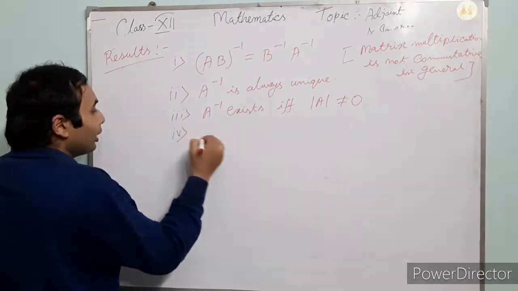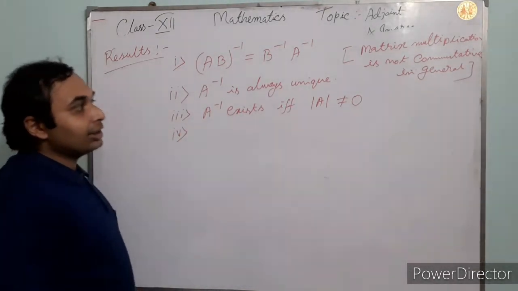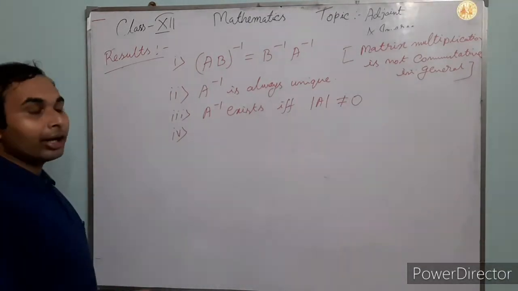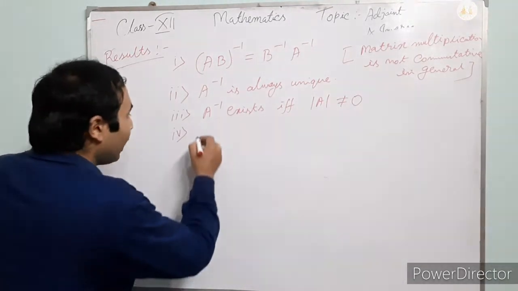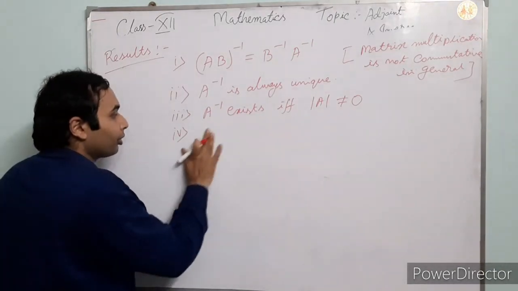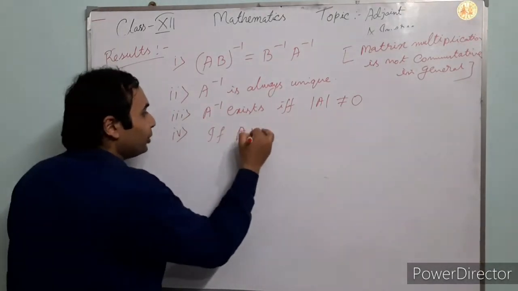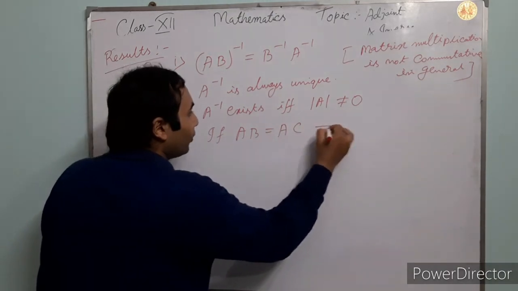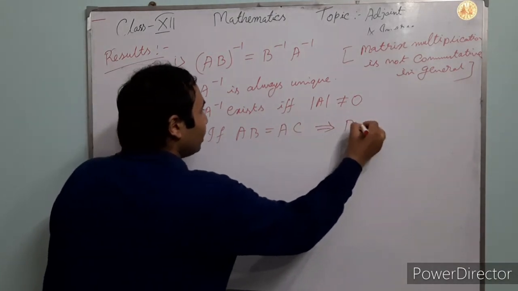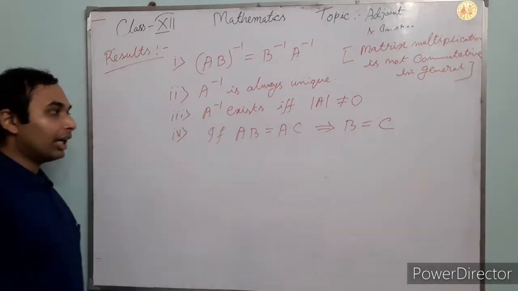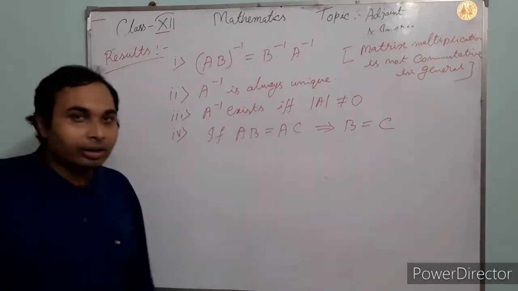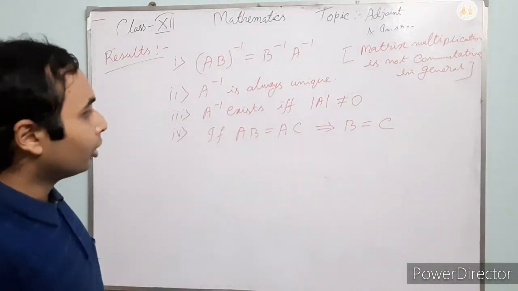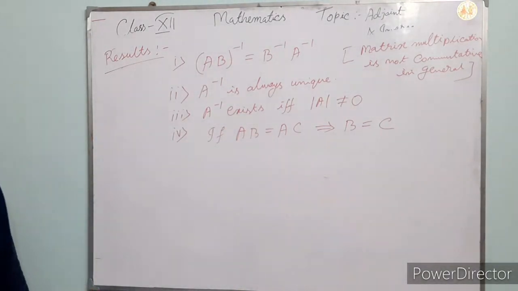Number 4, if A, B and C are 3 square matrices of the same order, and also if AB is equals to AC, then obviously B is equals to C. Actually it is the cancellation law, also called the left cancellation law. So B is equals to C.